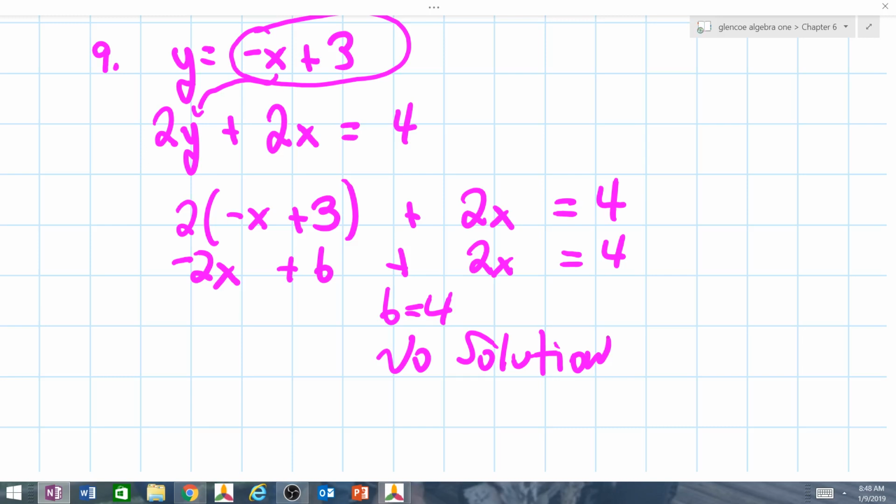So let's go to our homework and take a look at what we're doing tonight. 6.2 skills practice. Again, this is classwork and you have 20 minutes. So you're going to try 1 through 6 all. It's on page 14. 1 through 6 all.